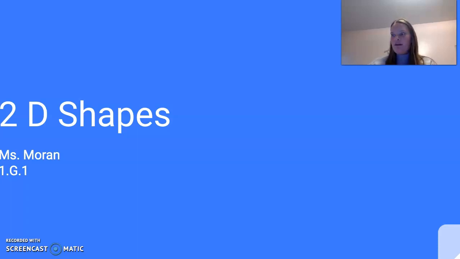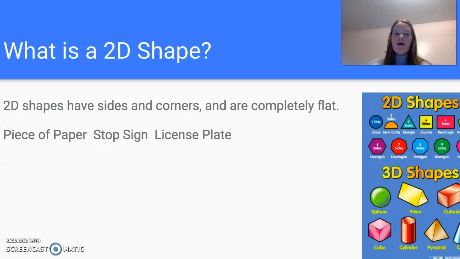And I also have a friend with me, Larry the Lobster. He's going to be helping us see how many sides and corners this shape has. So, what is a two-dimensional shape or a 2D shape? That is a shape that is completely flat and only has a maximum of 8 corners and 8 sides. So some examples of this would be a piece of paper, a stop sign, or a license plate.